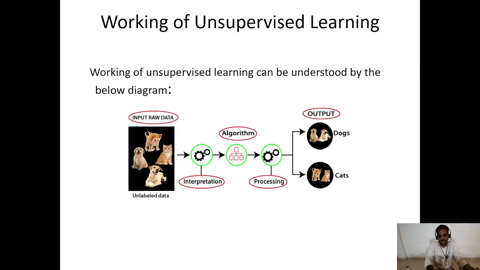Here, first take the input raw data. It is called unlabeled data. Based on the similarities, you have to process the data. If the output is a dog, based on the similarities, it is a dog. If your output is a cat, based on the cat similarities, the output contains cat. That means it contains similarities of the cat. That's why it is a cat.